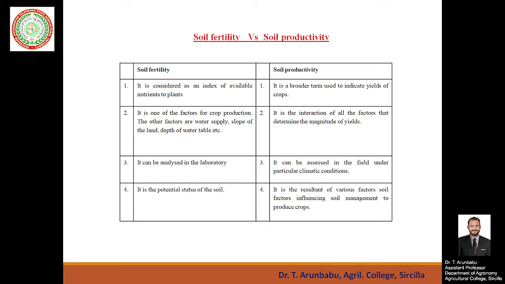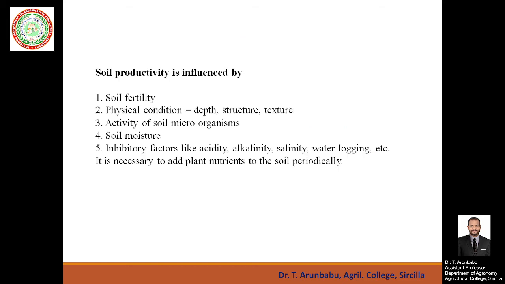And soil fertility can be analyzed under laboratory conditions, whereas soil productivity can be assessed in the field under particular climatic conditions. So soil fertility is a potential status of the soil, whereas soil productivity is the resultant of various factors, soil factors influencing soil management to produce crops. So these are the differences between soil fertility and soil productivity.